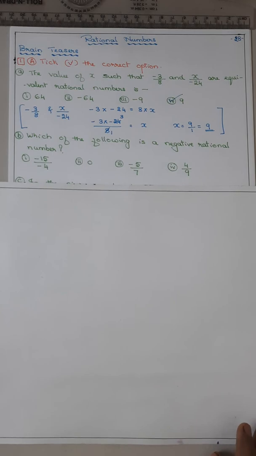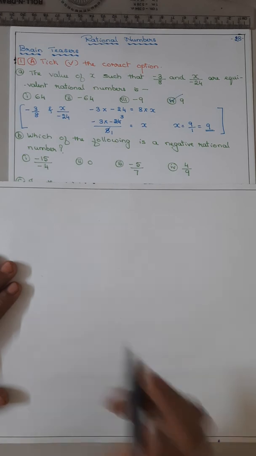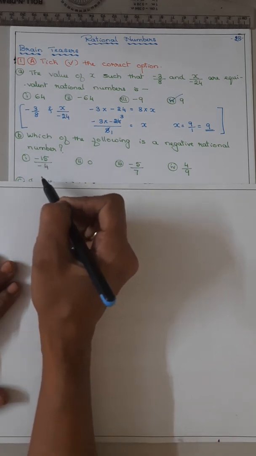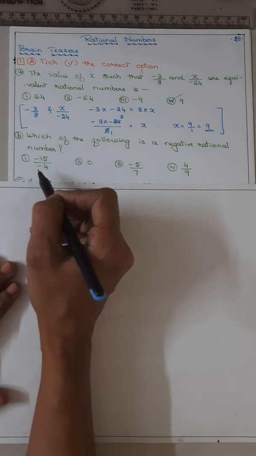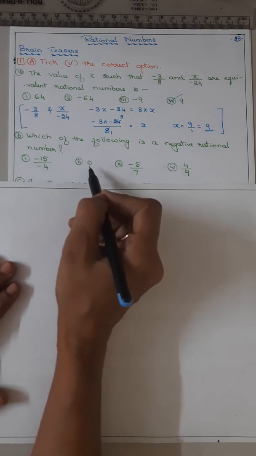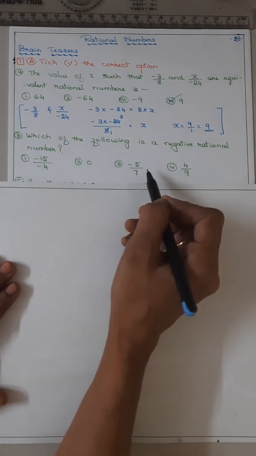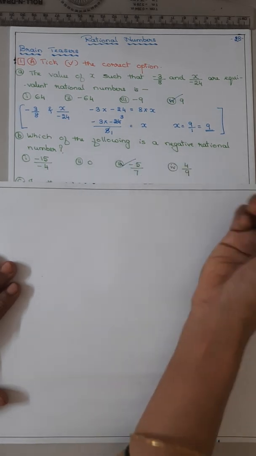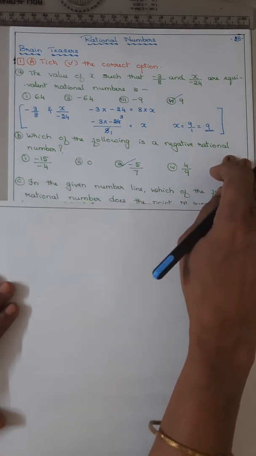Now coming to question number B, which of the following is a negative rational number? If numerator and denominator are both negative, then it becomes positive. 0 is neither positive nor negative, and minus 5 by 7 is a negative rational number. 4 by 9 is positive.